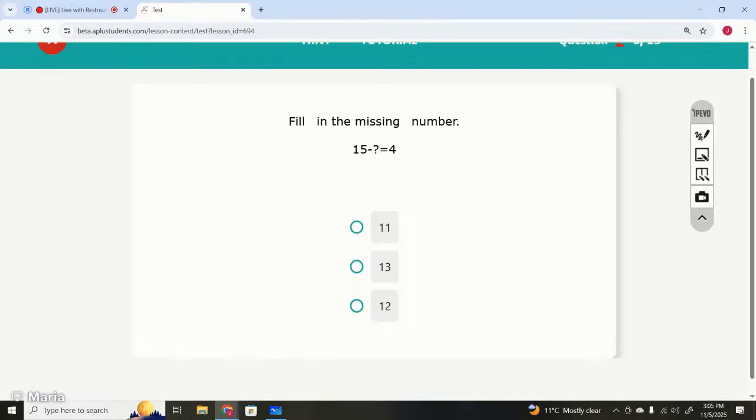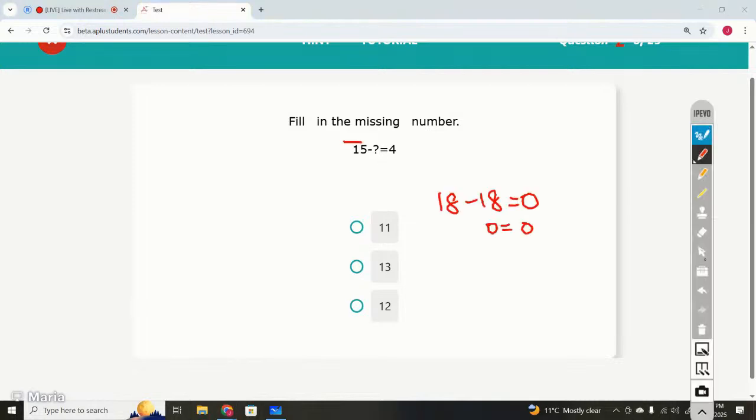Let's just move on to next one. Fill in the missing number. 15 minus missing number equals 4. That is the easiest way to go with the options. But we have another way to solve these questions. Let me explain that other way. We have to find the missing number. So we need to subtract this number from both sides.